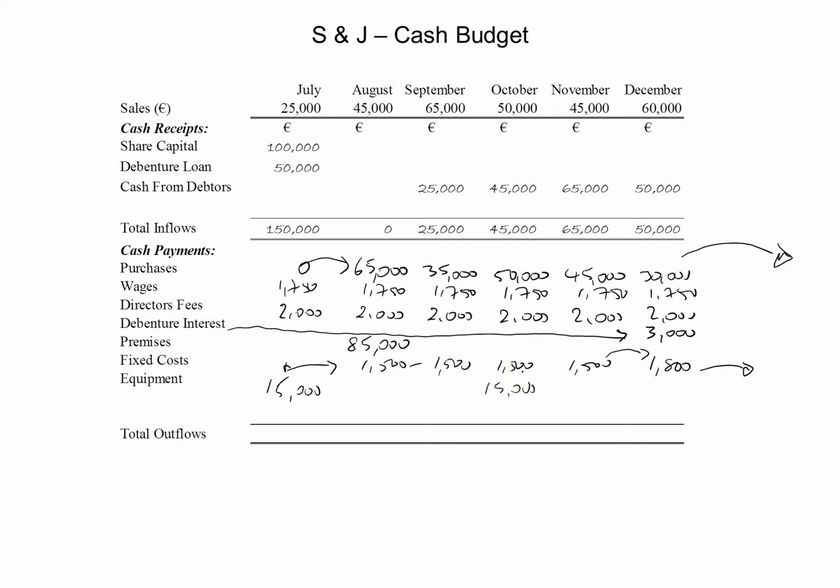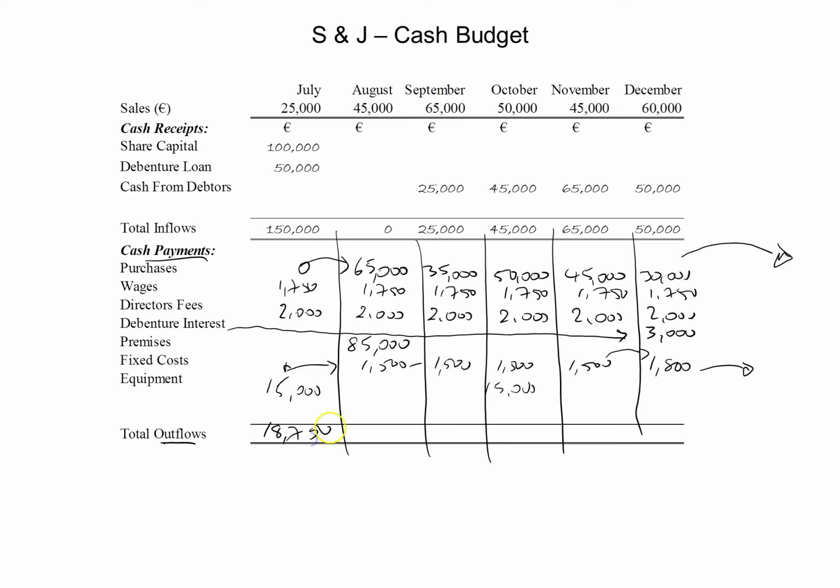Okay, that is all the cash payments or cash outflows in this particular question here. So what I'm going to do is add up each month, so I will have the total cash outflows, or the total cash payments, whichever you prefer, for each month. My total for July is 18,750. August, 155,250.